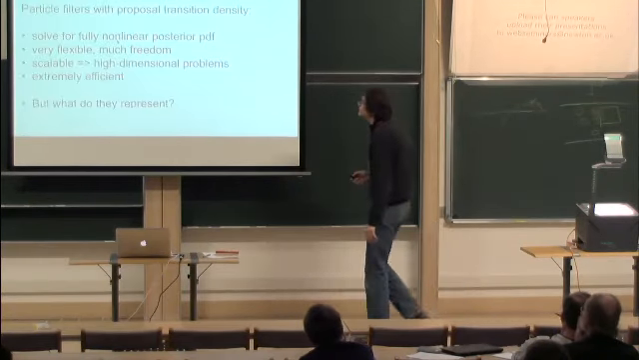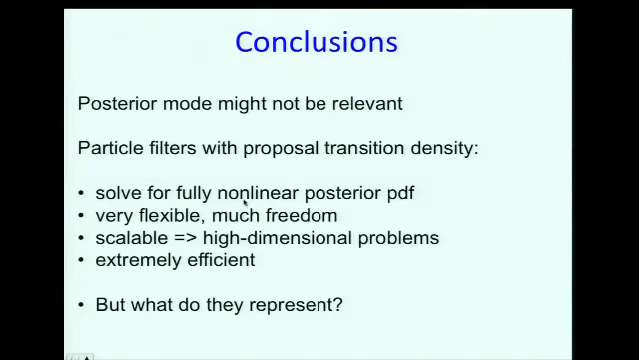So anyway, to conclude here, the first point is that the posterior mode might not be the most relevant thing in these high-dimensional systems. And the second thing is that particle filters with the proposal transition density, well, I didn't really show it, I realize that, but they're doing a very good job. But I must confess that I'm trying to represent this high-dimensional PDF with 24 particles. What am I doing? What actually do they represent? I can calculate the mean, I guess, or some error estimate, covariance, whatever, but it's still a bit unclear what we're doing here. But at least in the limit of an infinite number of particles, we are solving the correct problem. And that's all I have. Thank you very much.